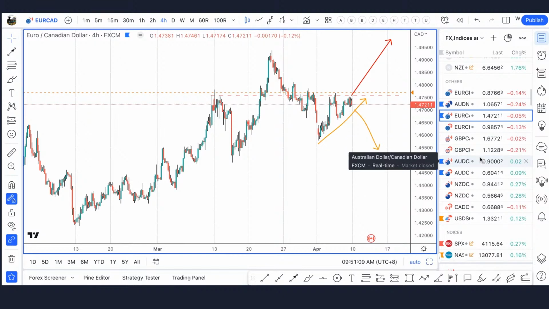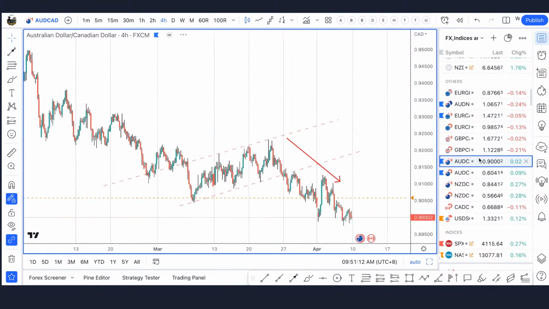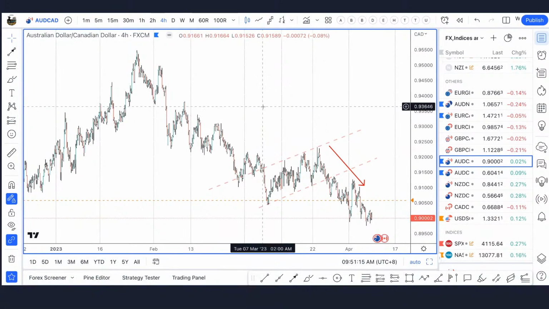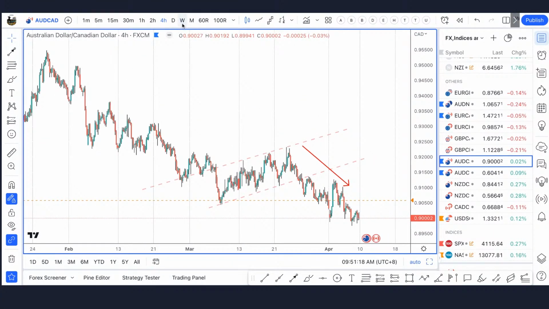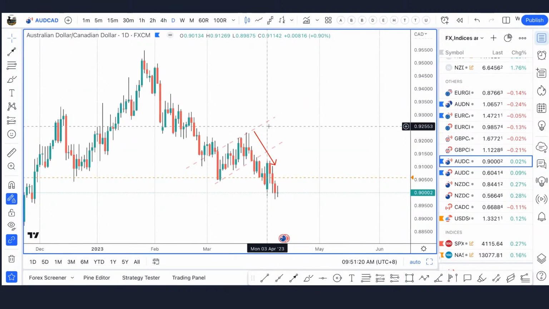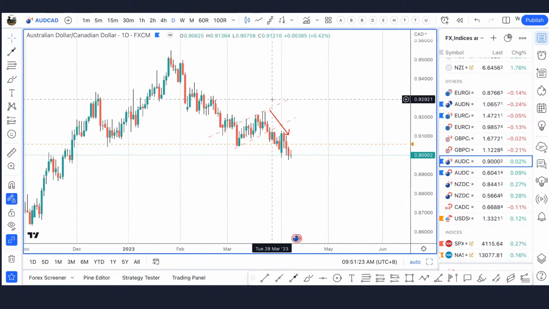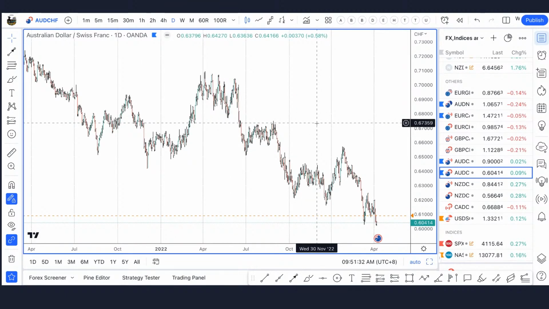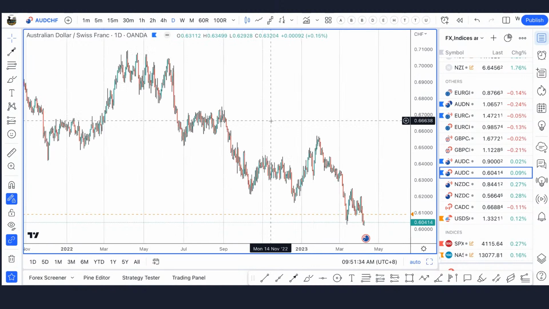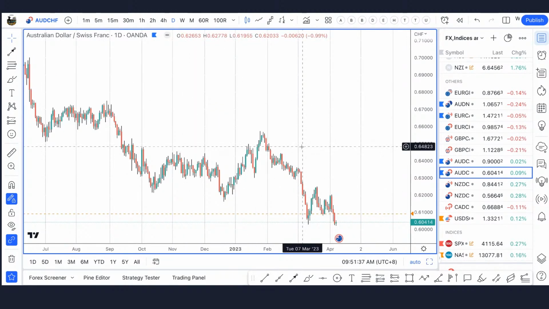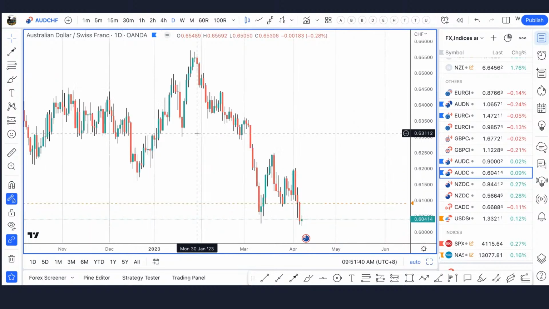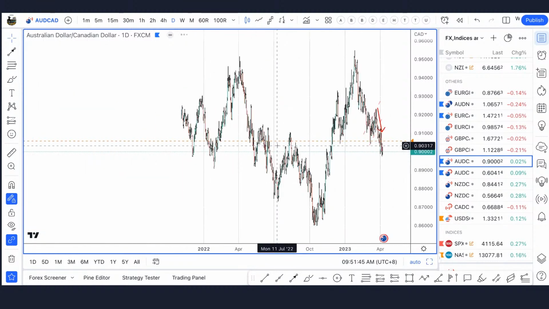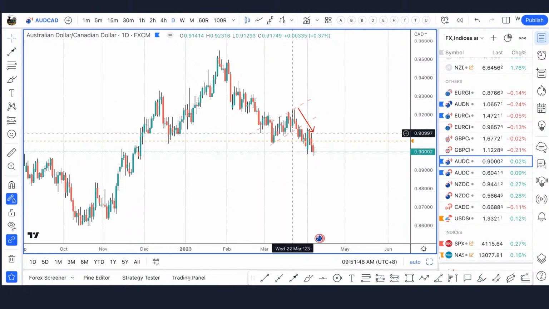For today, maybe I can also give you a bonus in terms of looking at another pair that I am following as well. On the daily time frame, we are looking at Aussie Canadian and Aussie Swiss franc. To me, it is pretty dead, as in it is very obvious, it's a downtrend. Either you choose Aussie Swiss franc or Aussie Canadian, both of them I would say that I'm looking for short for this.